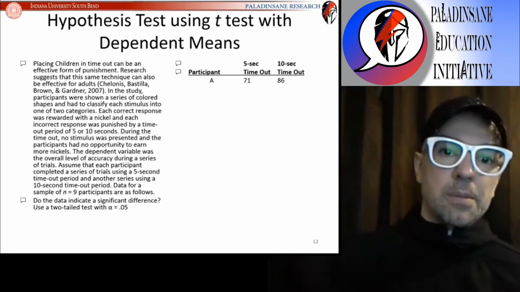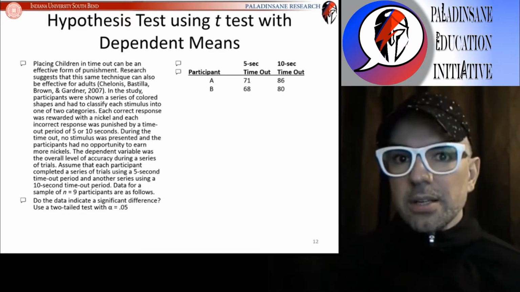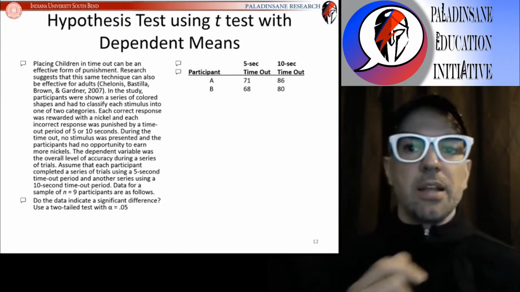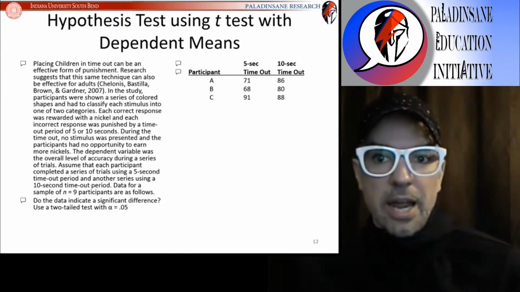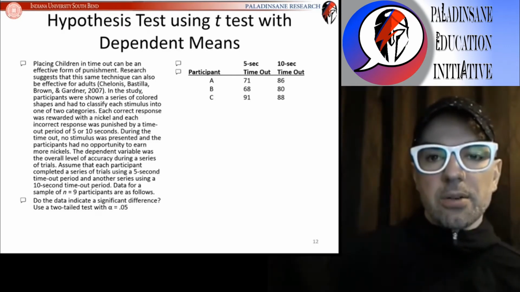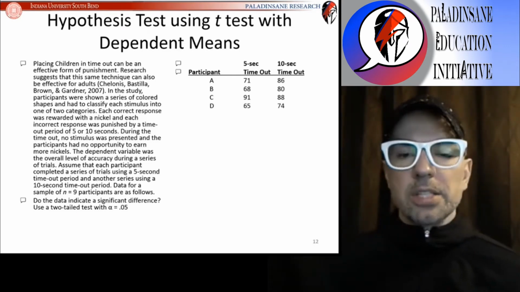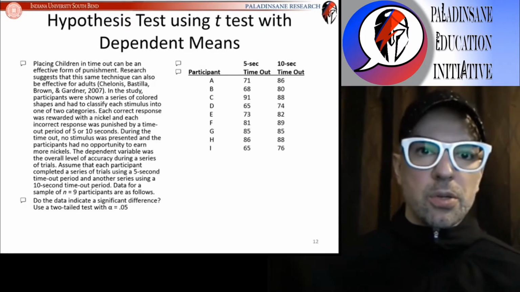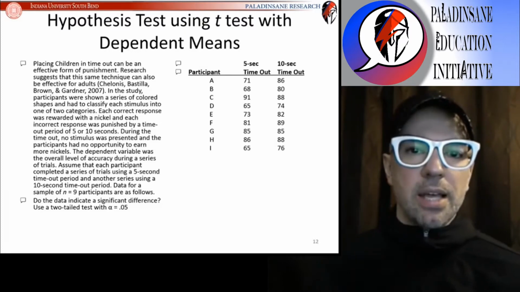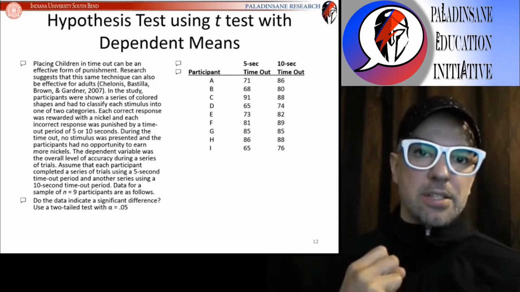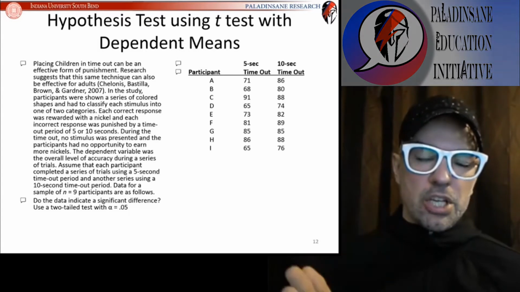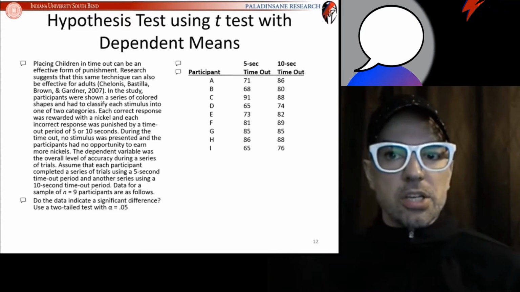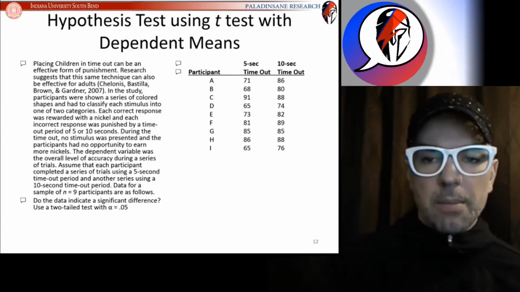This is the first time we're dealing with an experiment where we have 2 scores for every single subject. So for subject B, we have their 5-second accuracy, 68%. We have their 10-second accuracy, 80%. For subject C, 5-second accuracy, 91%, 10-second accuracy, 88%. And we have this for all 9 participants. So that is the first important thing to realize, that in a dependent means t-test, every single subject has 2 scores, one for condition A, one for condition B. So here we have 1 score for the 5-second timeout condition, 1 score with the 10-second timeout condition.